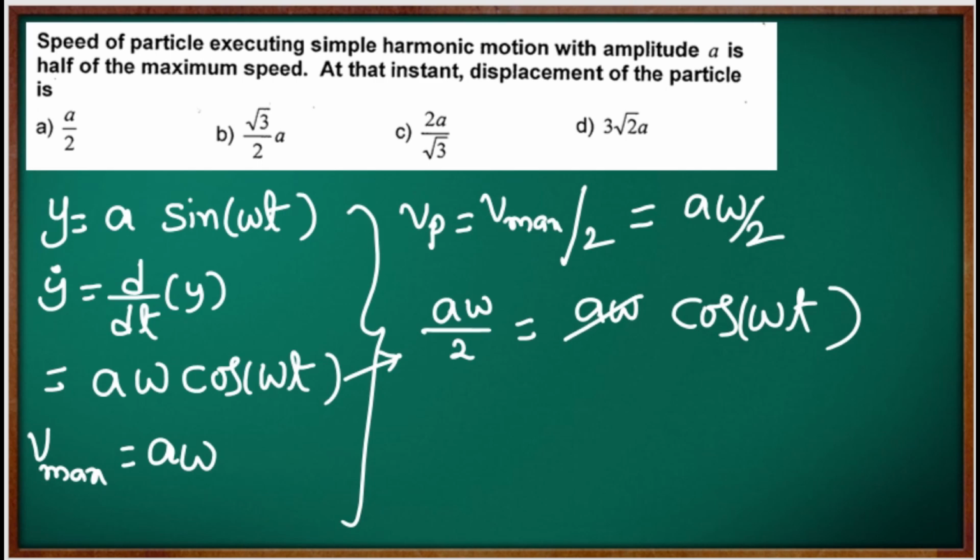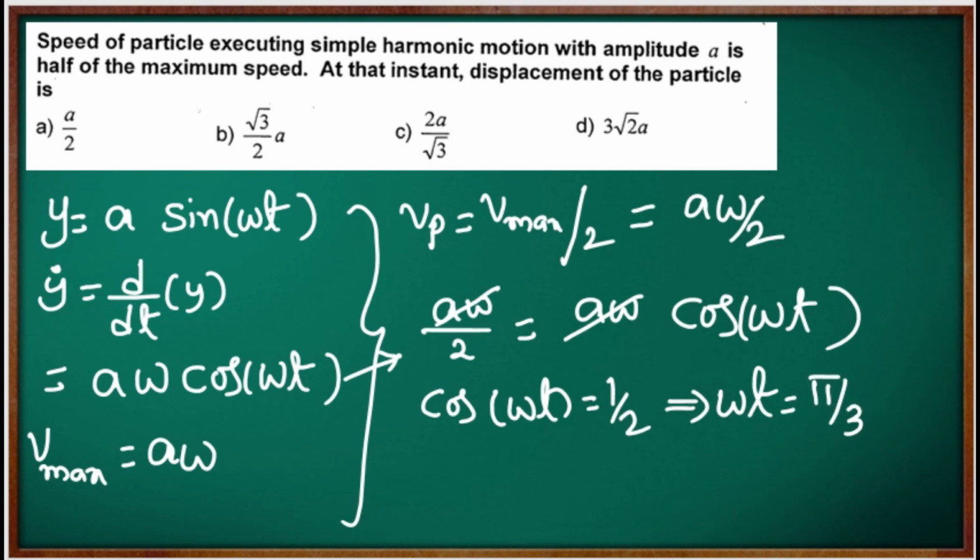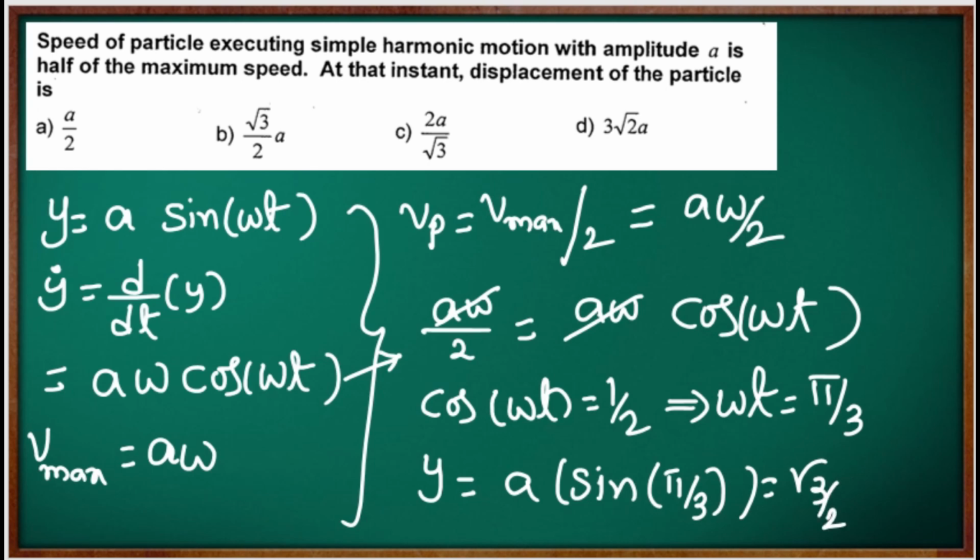So for that, a omega gets cancelled on both sides. Now cos omega t is half, where omega t will be pi by 3, that is 60 degrees. So cos 60 is 1 by 2. So now we will substitute this omega t in the first equation. We will get y equals a into sin pi by 3, that is root 3 by 2 a. Option B is the correct answer.